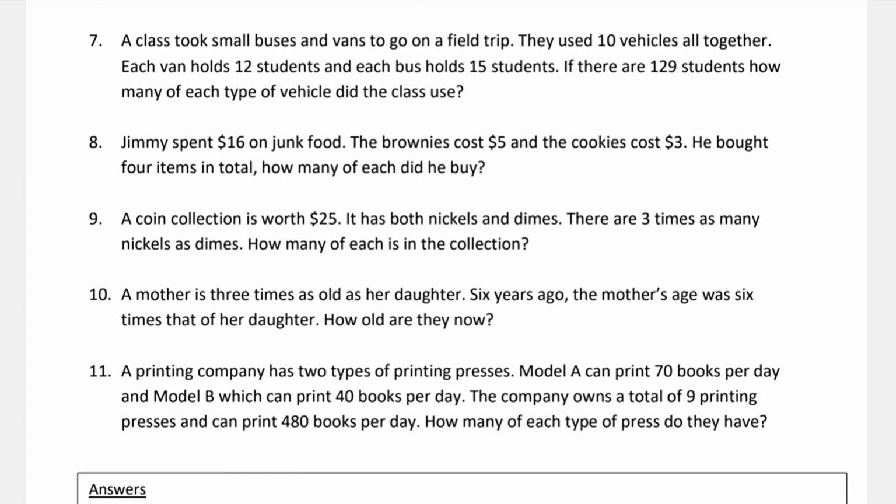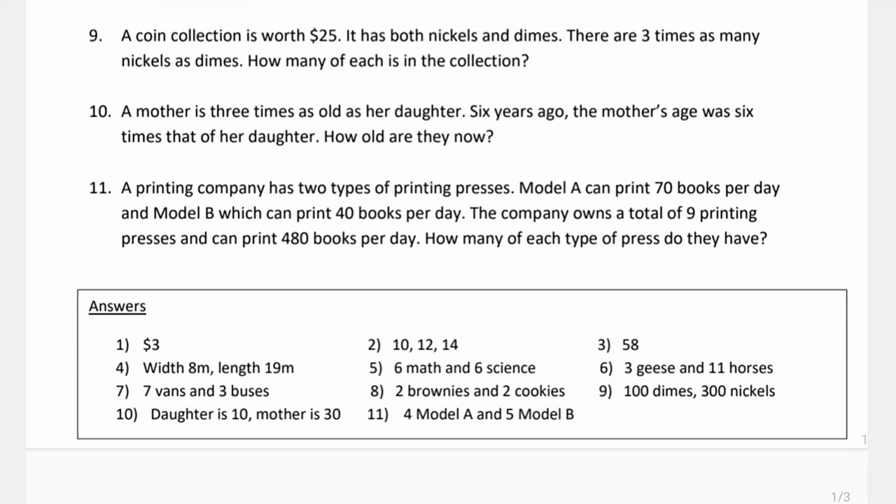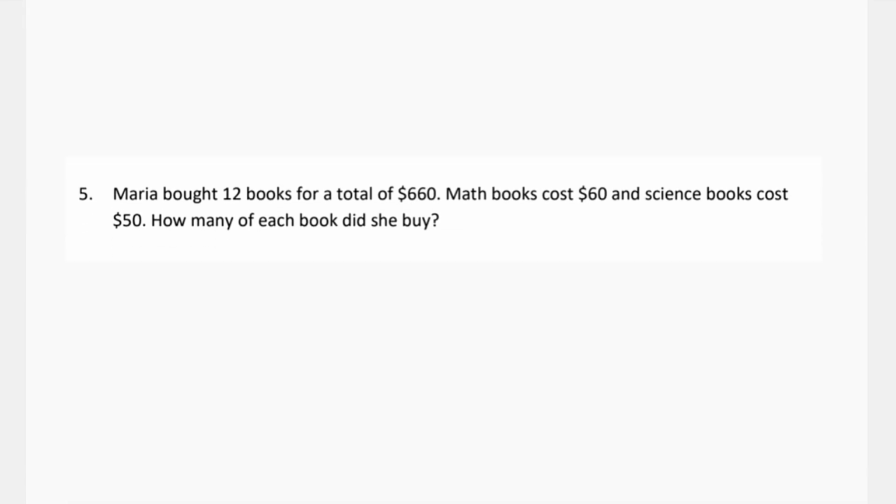All right, now let us go to question number 5. Let me read the question. Maria bought 12 books for the sum of $660. These books are of two categories: math books and science books. Each math book costs $60 and each science book costs $50. How many of each book did she buy?